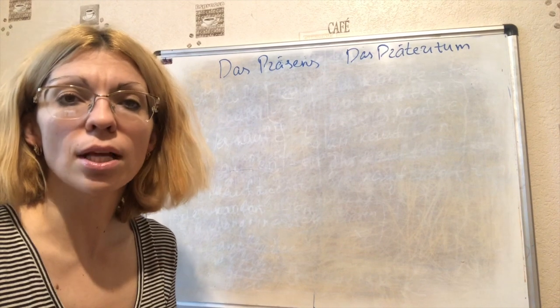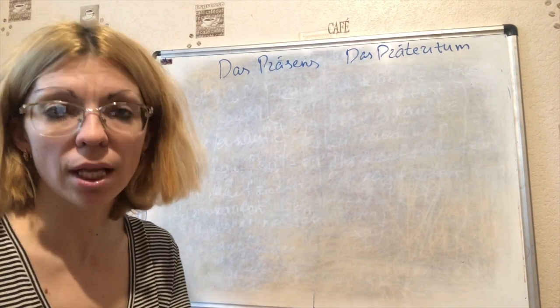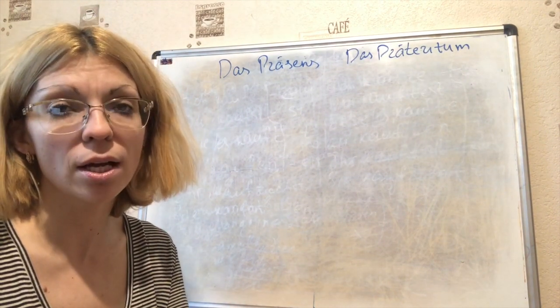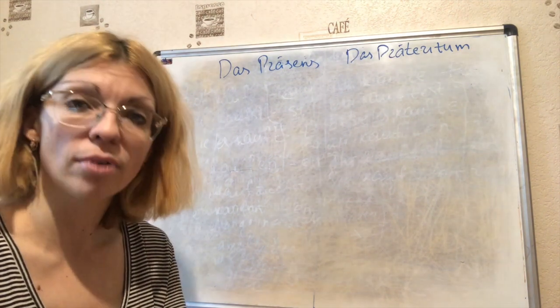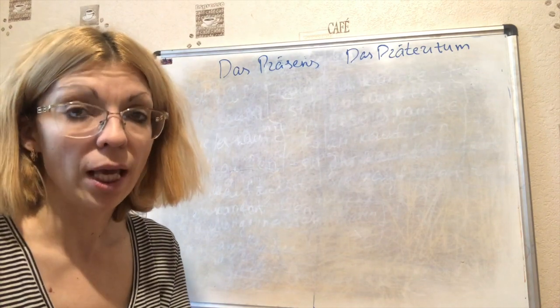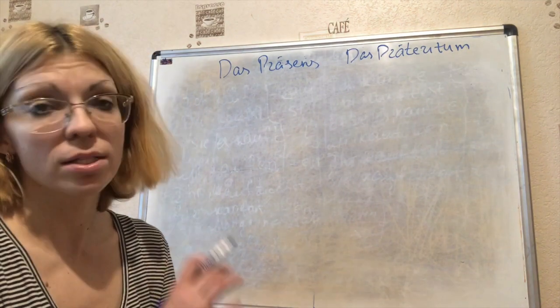Hello. There are 6 tenses in the German language, and the present tense and the past tense are fully conjugated, and the other 4 are compound tenses. That's why it's really good to learn the present and the past tense together. Okay, now let's take a look how to form the present and the past tense.